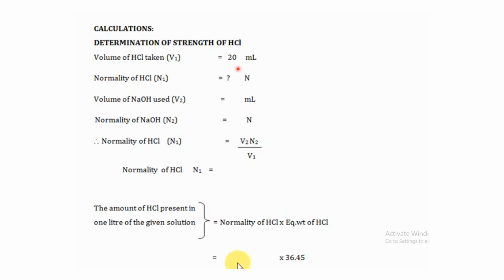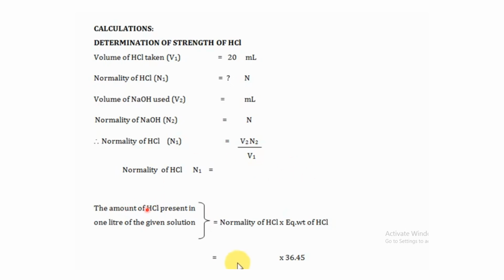The volume of HCl we are taking is 20 ml, and the normality of HCl is what we need to find. The volume of NaOH used we find by using the graph, and the normality of NaOH is known. So the formula is N1 equals V2 N2 by V1, and we are going to find the normality of HCl.